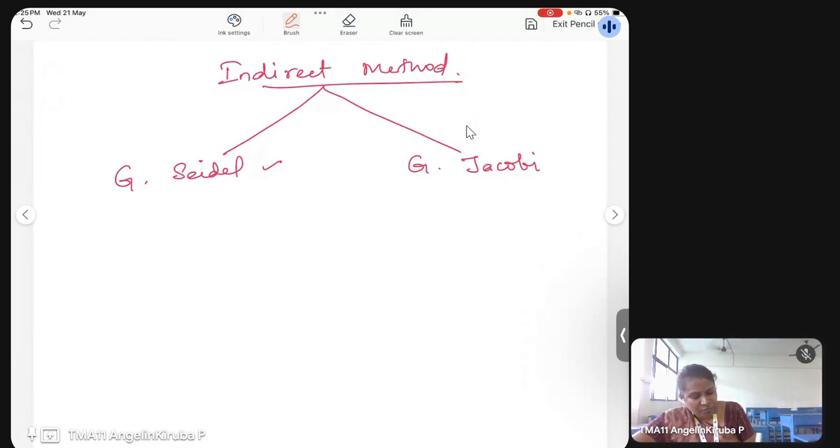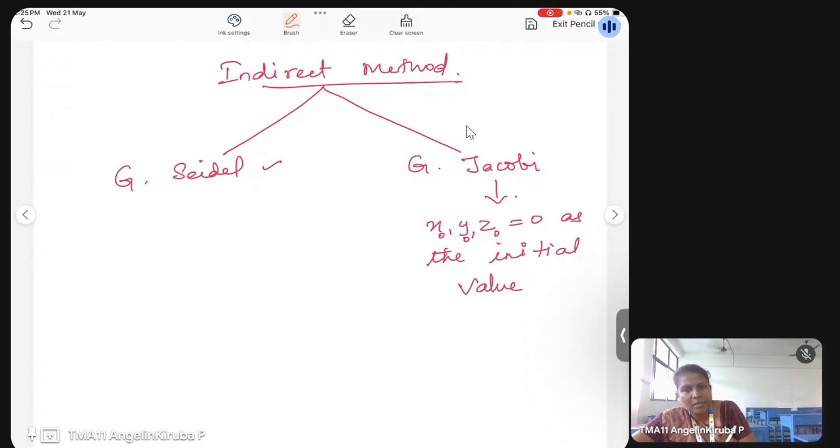The starting step is slightly different. In Gauss Jacobi, we assume all the variables to be equal to 0 as the initial value. So in Gauss Jacobi, we consider all the variables x naught, y naught, and z naught equal to 0 as the initial value, and we start the iteration. So it is an iterative method. The name itself indicates direct method or iterative method. Iterative method has iteration, so in iteration, we need an initial value.